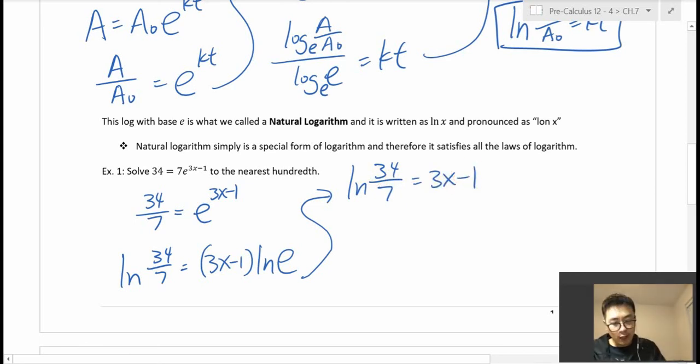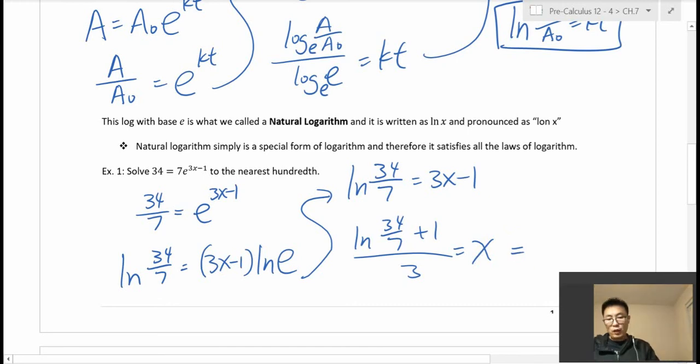To solve for x, I can add 1 on both sides and then divide by 3. That will give me my value of x. It says we want to round this to the nearest hundredth, so we can put this into a calculator: ln of 34 divided by 7, plus 1, divided by 3. You should get 0.86.